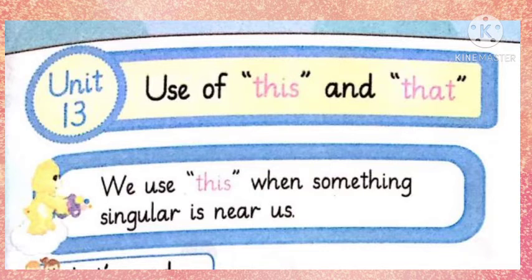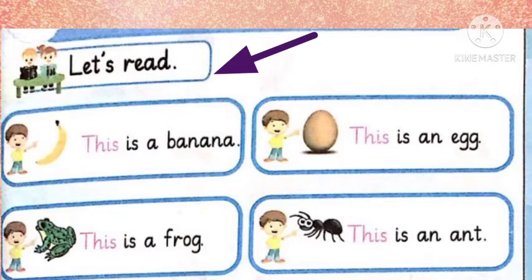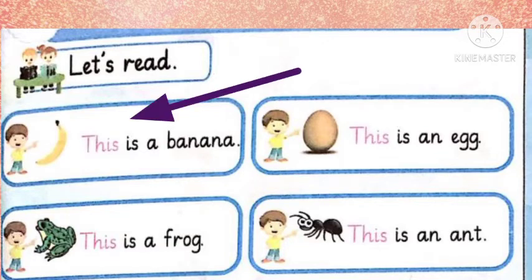So let's start reading. So look at the first picture. What is in this picture? It's a banana and banana is near to the boy. Is it far from the boy? Boy के करीब है ना banana. Then we will use this. So make sentence with this. This is a banana. It's a banana, not an banana, because banana begins with letter B and B is a consonant. So we are using article a. This is a banana.